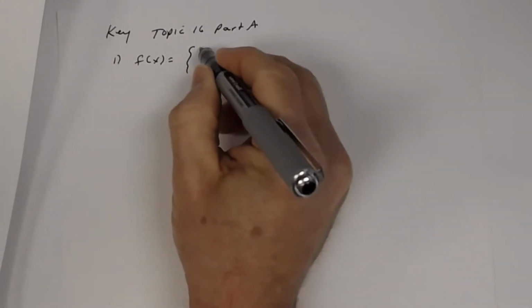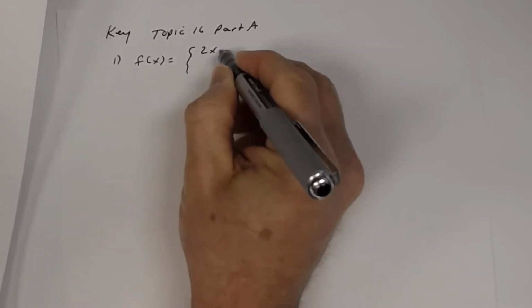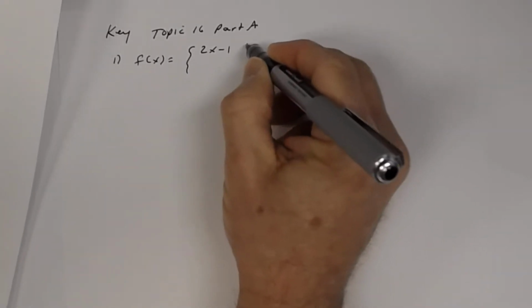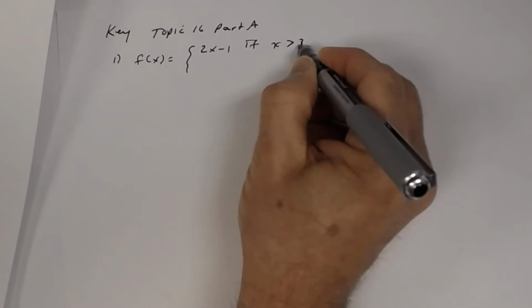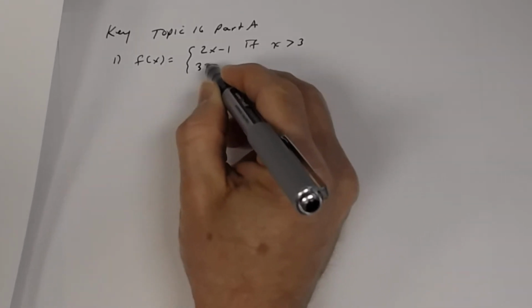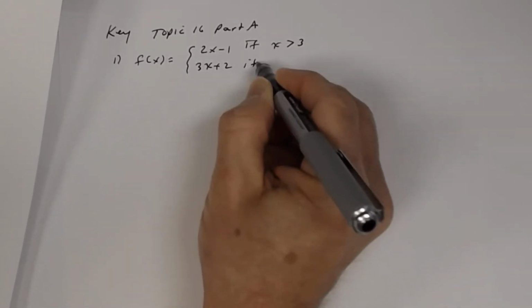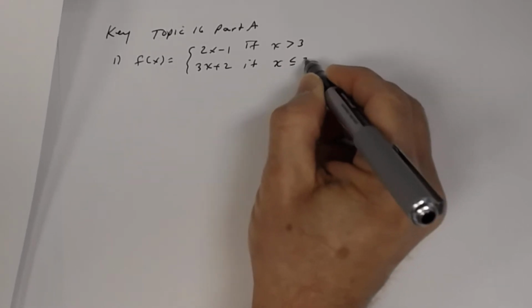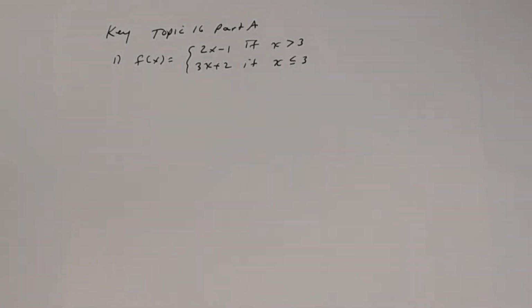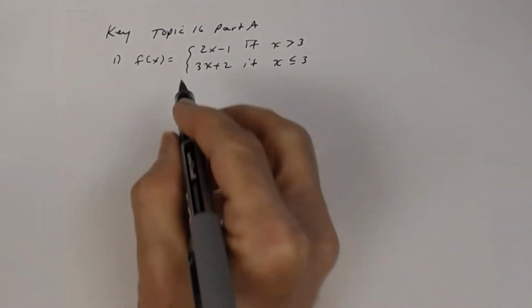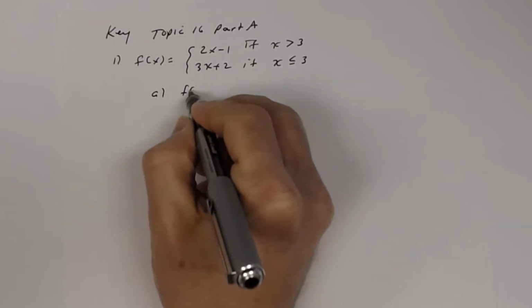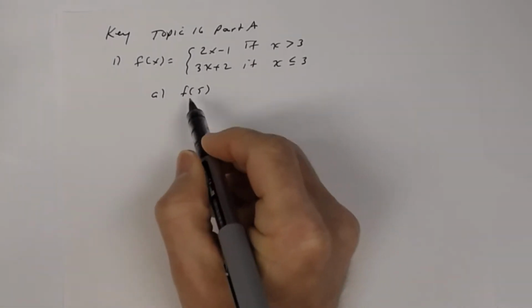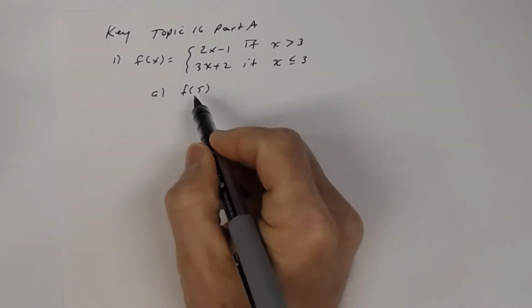And so your function's equal to 2x minus 1 if x is greater than 3. And it's also equal to 3x plus 2 if x is less than or equal to 3. All right, so that's your function. So that's a piecewise defined function. So in part A, you want to find f of 5. So in other words, remember, this means what's the y value when x is 5?